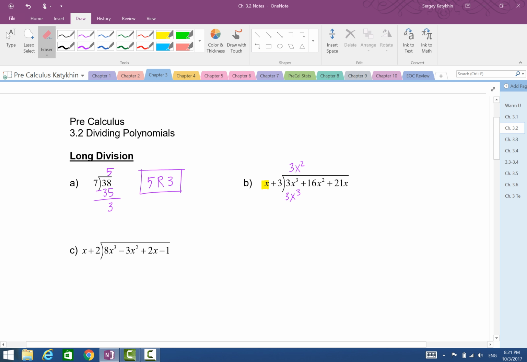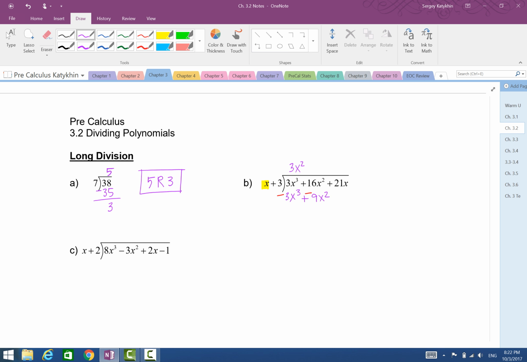So since I've matched that first value, I can go ahead and multiply my second value, which is plus 3. So what's 3x squared times 3? That obviously gives us a positive 9x squared. Now, just like what we did in the previous problem, we would subtract the numbers. Exactly what I'm going to do here. I'm going to subtract 3x cubed, and I'm also going to subtract 9x squared.